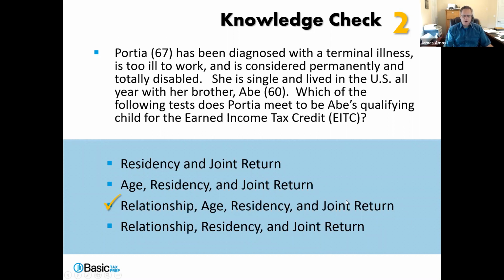Portia met all of those. And the part of the general test that she met that's listed here is that joint return test. She's single. She was not filing a joint return with anyone. Then we go into the qualifying child tests. RARS, R-A-R-S. But for EIC, we only need RARS without the S, so relationship, age, and residency, and you perfectly explained why she qualified with those. Okay? Does that make sense to everyone? Okay. Let's go on to the next one.